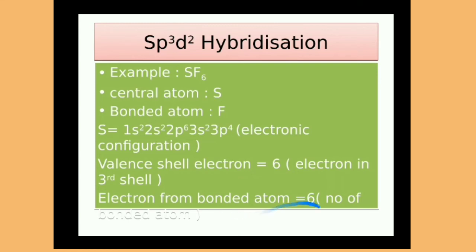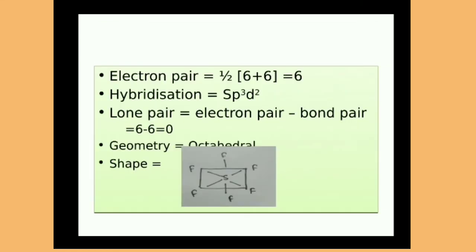So electron pair will be half of the sum of number of valence electrons in central atom 6 plus electrons from bonded atoms 6. So it will again equal 6. 6 electron pairs means hybridization sp3d2, lone pair 6 minus 6, 0. Geometry will be octahedral, and octahedral is drawn like this.